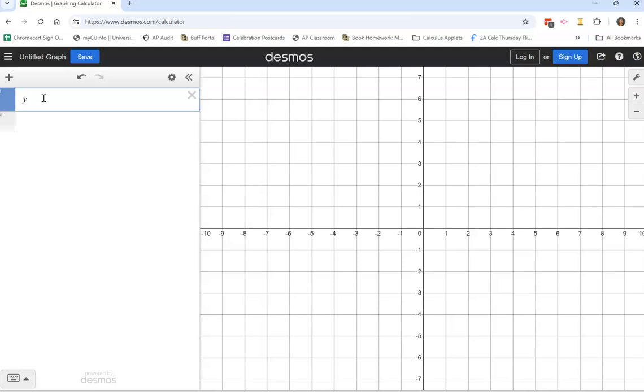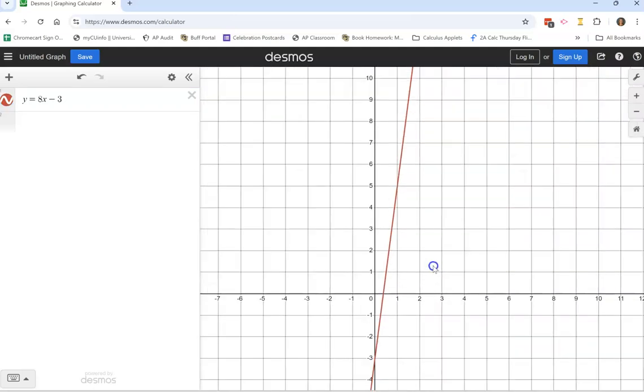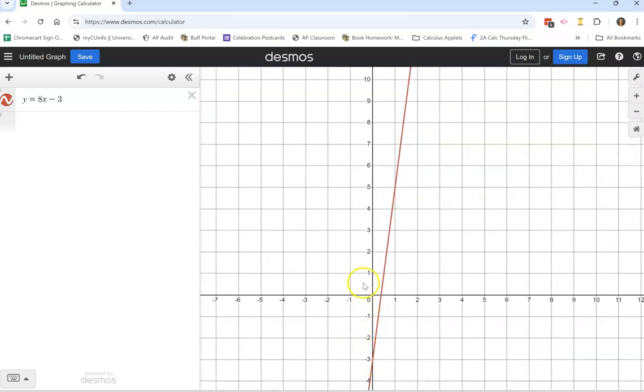I could graph y equals 8x minus 3. And you might recognize that as an equation in slope-intercept form, where our y-intercept is at (0, -3) and my slope is 8. So if I start at -3, I would rise up 8 and run over 1, and that would bring me to my next point here at (1, 5). There we go. I keep missing it. It's there. There we go. So I could graph that way.